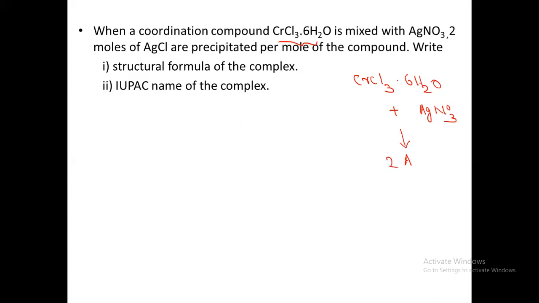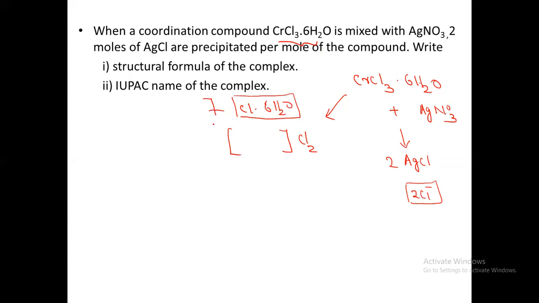To precipitate 2 moles of AgCl, what do we need? We need 2 moles of Cl−, so 2 Cl− should be free in the solution. That is possible only if they are present as counter ions. If from this formula you take 2 Cl outside, what remains? You have 1 Cl and 6 H2O. So in total, how many ligands? 7 ligands. Is that possible? Remember, we are studying only complexes with a maximum of 6 ligands.